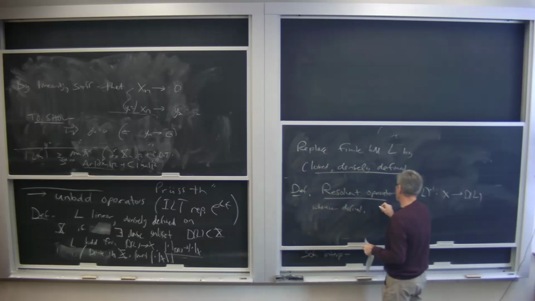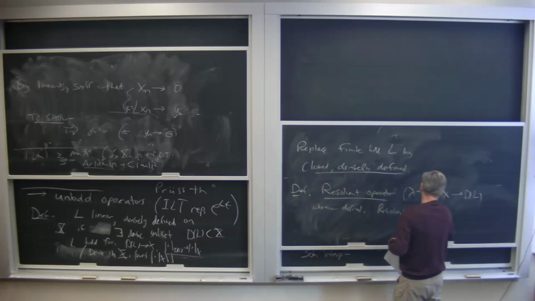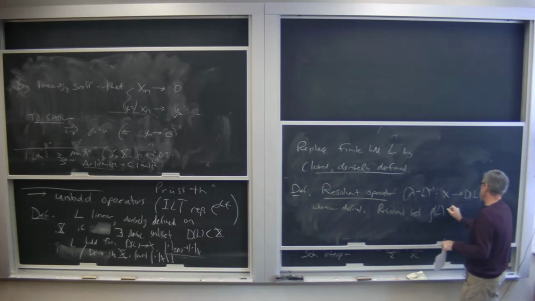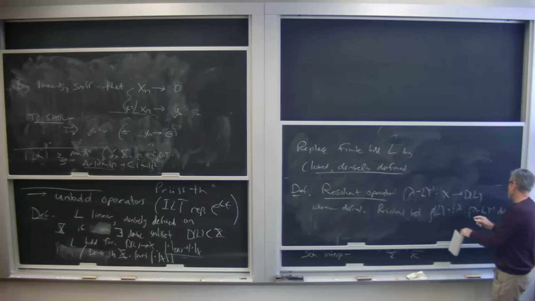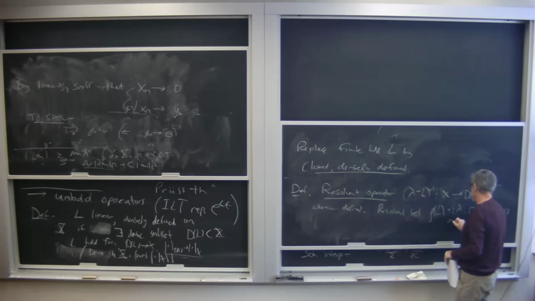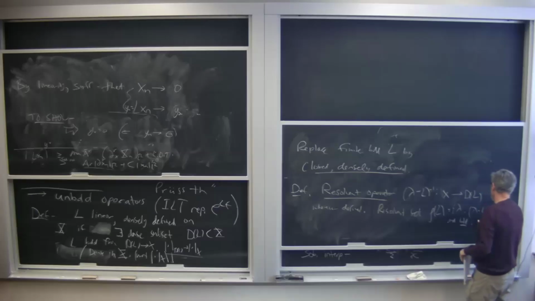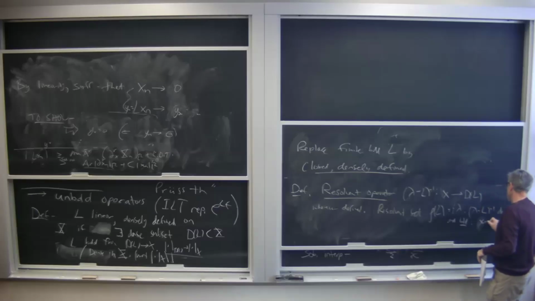And the resolvent set, rho of L, is the set of lambda such that lambda minus L inverse is defined. So we've got a surjective and injective map, lambda minus L, and bounded from X to D of L. So it's actually, in our case, gaining two derivatives and it's still bounded.